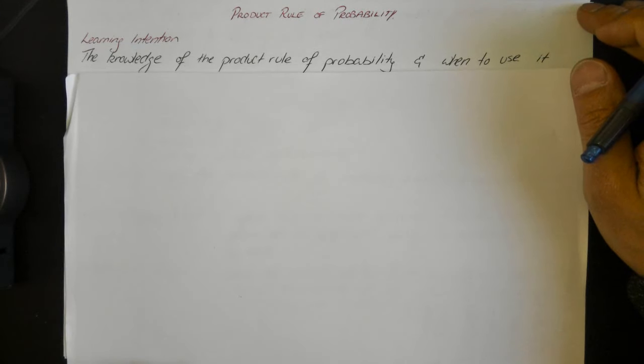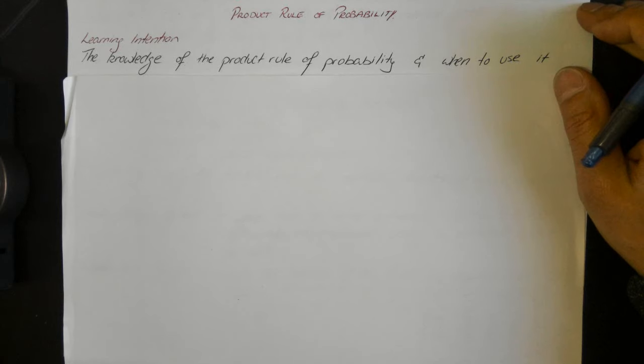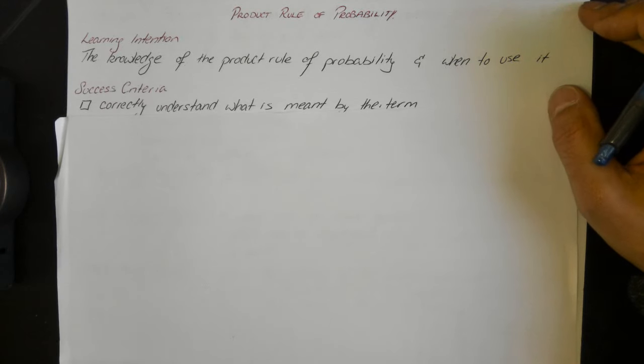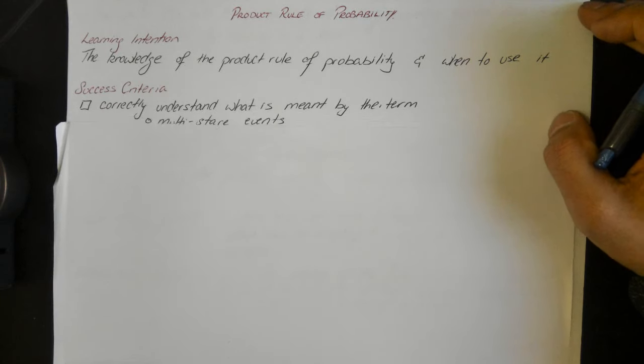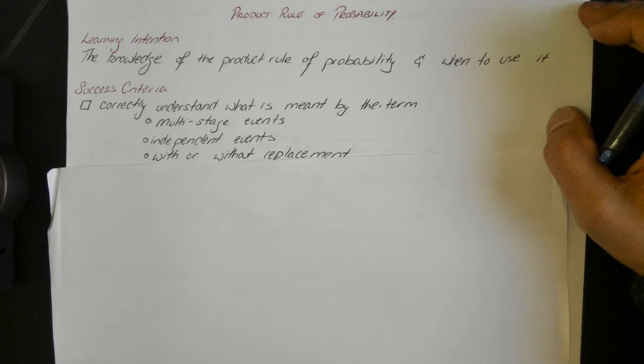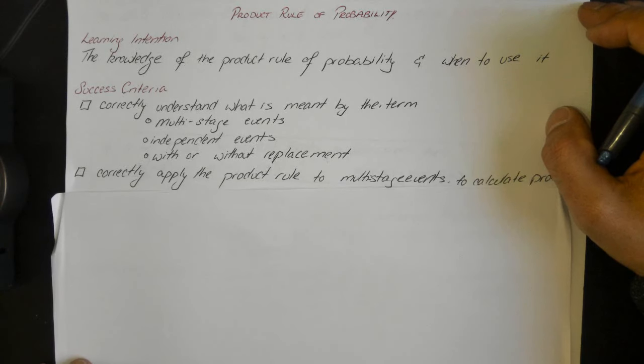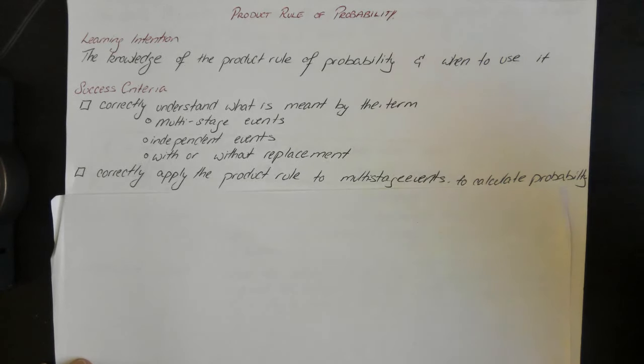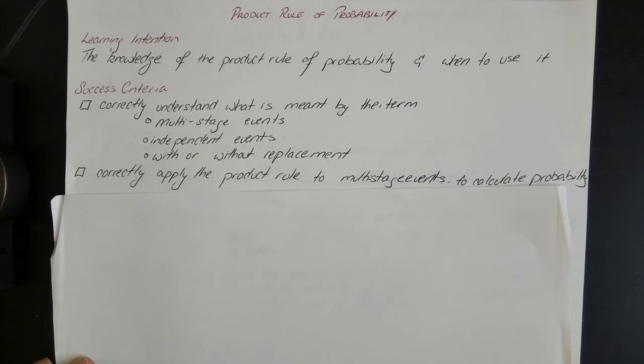Okay, so today we're looking at the product rule of probability. So our learning intention is the knowledge of the product rule and when to use it. We will be successful if we can correctly understand what is meant by the terms multi-stage events, independent events, with or without replacement, as well as correctly apply the product rule to multi-stage events and to calculate the probabilities that we might be asked.